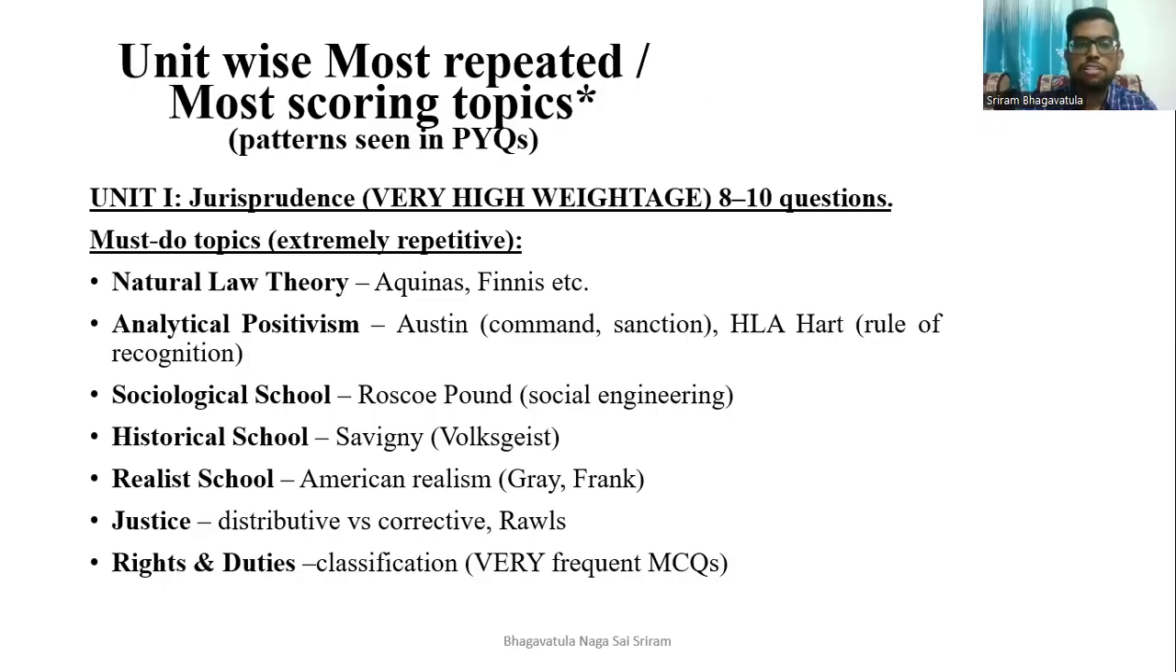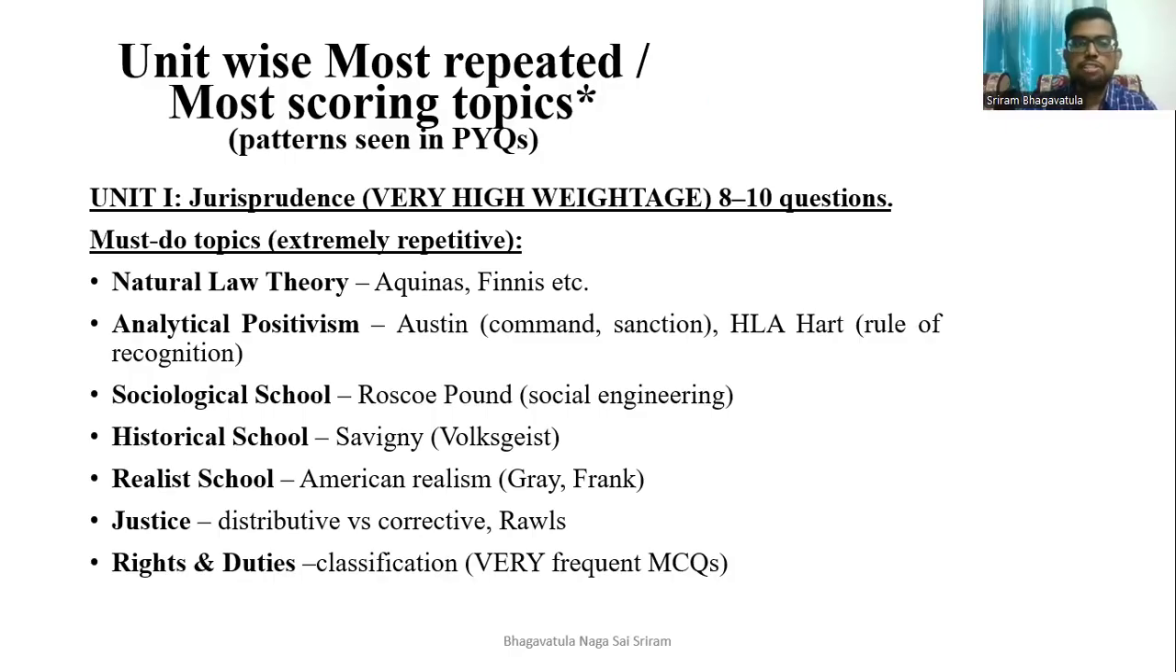Next one, the sociological school: you need to see Roscoe Pound's social engineering and whatever other jurists are there in this school, you also need to focus on them. Then the historical school: you need to focus on Savigny, that is the Volksgeist concept, so that one also you need to study very well.